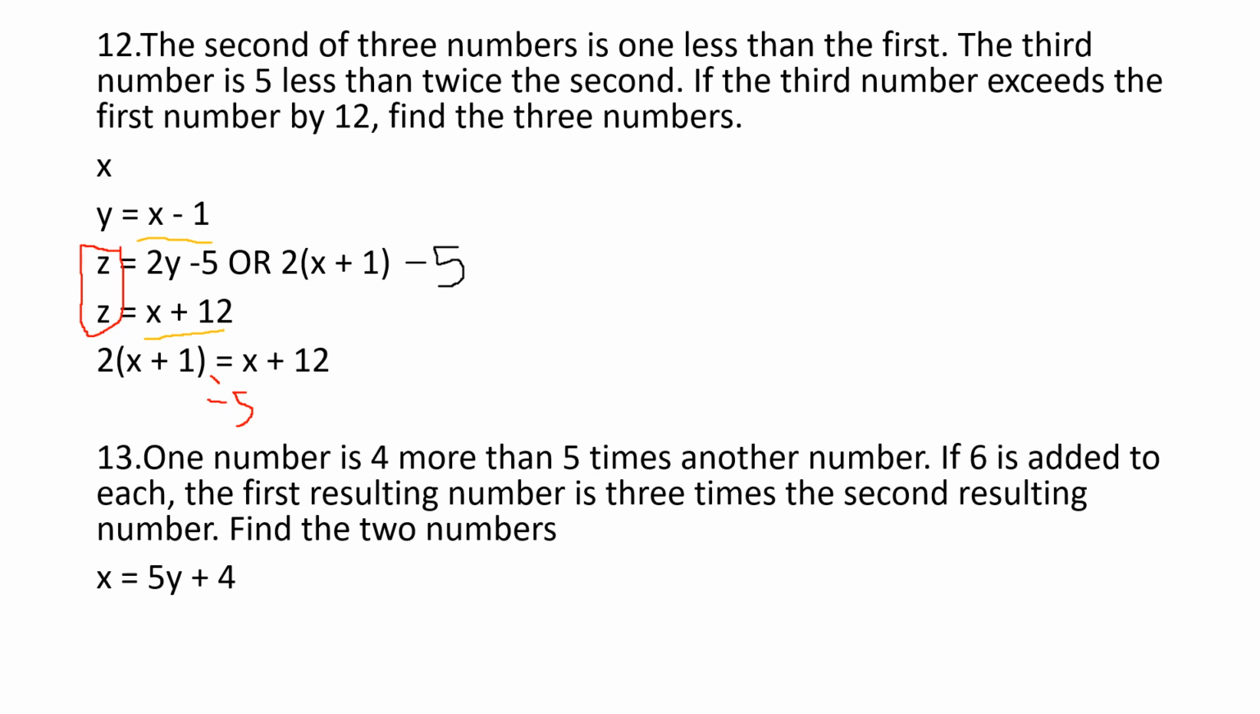This second equation, though, is where we have 6 is added to each, which means I no longer have x or y. I have x plus 6, y plus 6. The first resulting number, x plus 6, is 3 times the second. So 3 times y plus 6. And then I, again, would use substitution. I would plug that value in for x and solve.